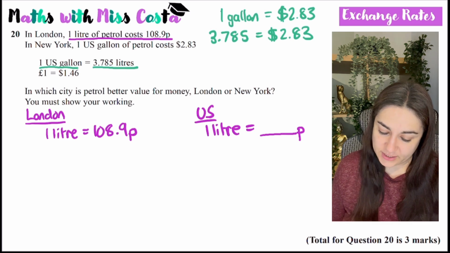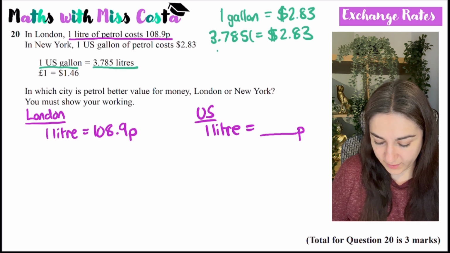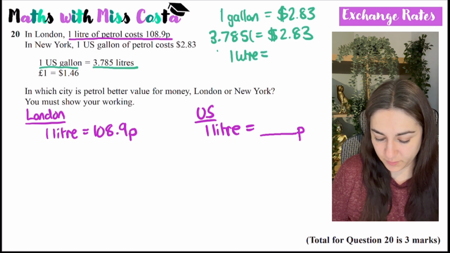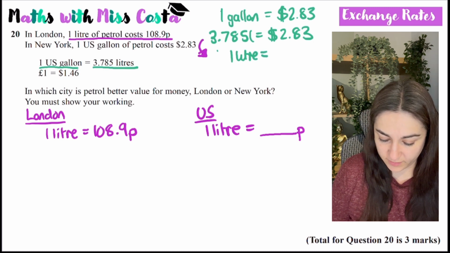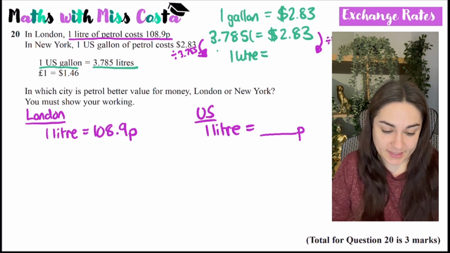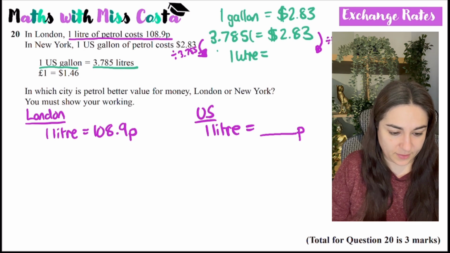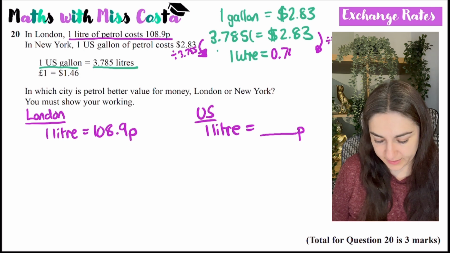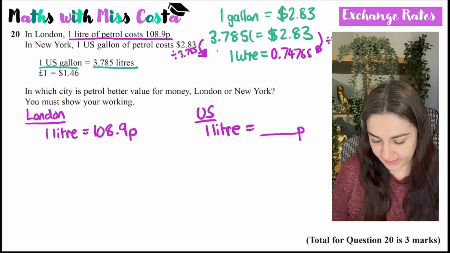$2.83. Now what I could do is try and figure out what 1 litre is. So to get from 3.785 to 1, I'd have to divide by 3.785. So I'd need to do the same on this side too. So $2.83 divided by 3.785 gives me 0.7476882431 dollars.